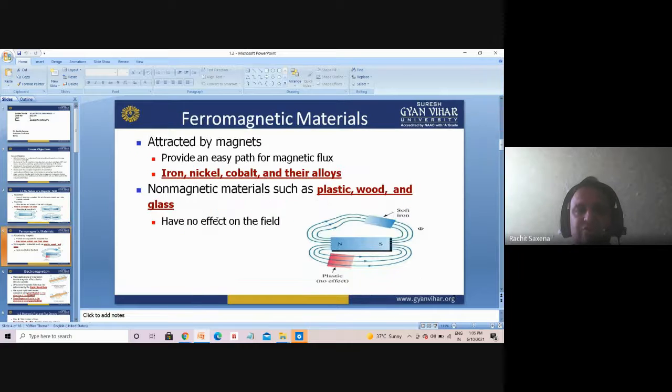Okay, now ferromagnetic material is attracted by the magnet. If we use ferromagnetic material, they are attracted by the magnets and provide an easy path for magnetic flux. They provide what? An easy path for the magnetic flux. We can also say that metals are good conductors, but they are also good magnetic material; we can convert them into magnets easily. But plastic and wood, we can't. So they provide an easy path for magnetic flux: iron, nickel, cobalt and their alloys.